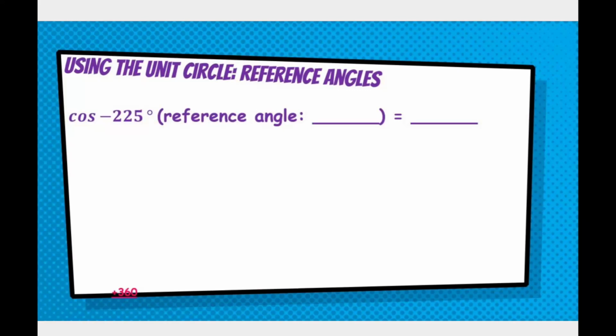So cosine is negative, so it's going to be negative square roots of 3 over 2. All right, we got a negative angle. Let's go ahead and make that positive. You remember coterminal angles. We can add 360 degrees to this and forget about the negative. So this is the cosine of 135 degrees.